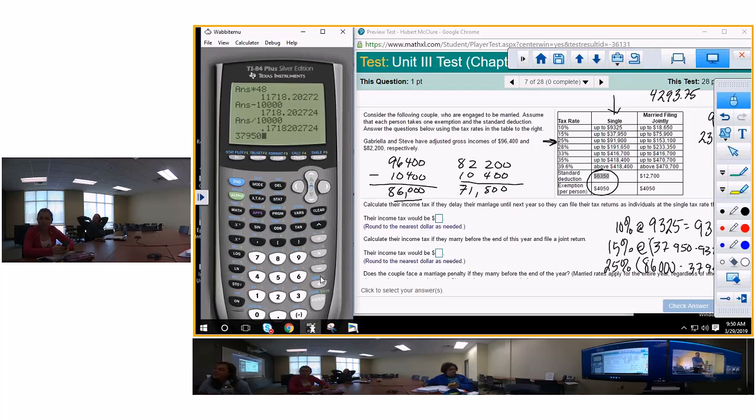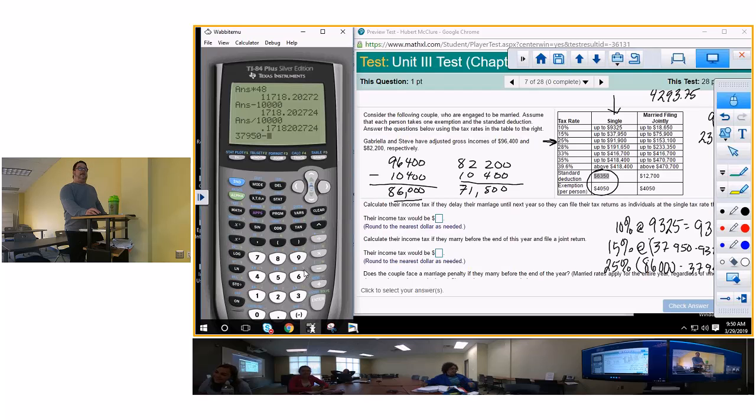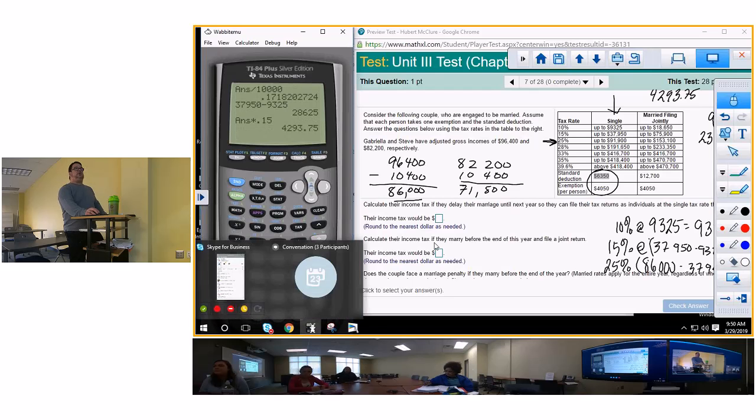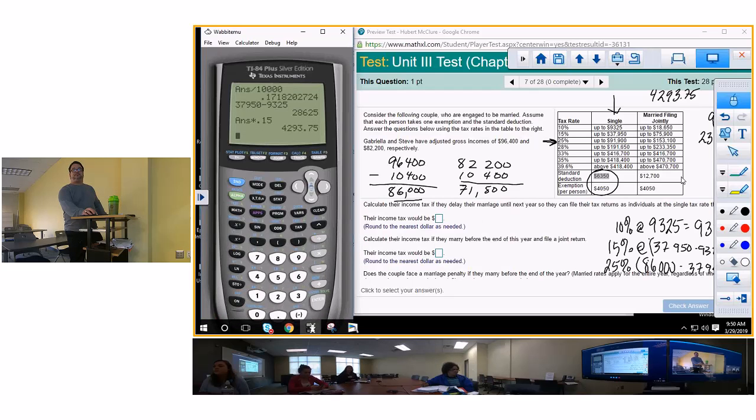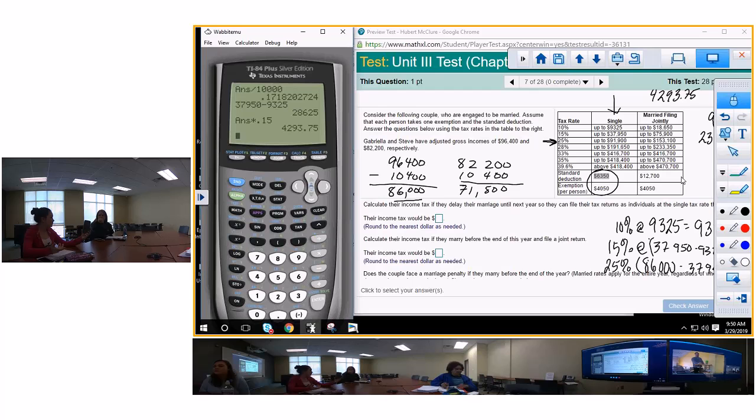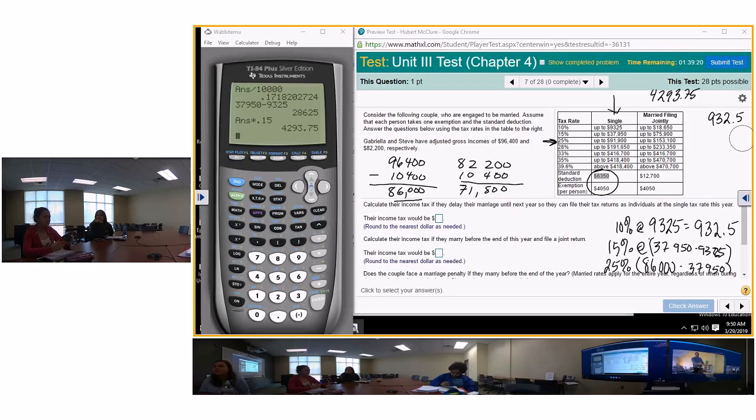I'm doing it. 37,950 minus 9,325 equals, times 0.15. 4,293.75. See, I got a different one. Do them separately. Oh, okay.